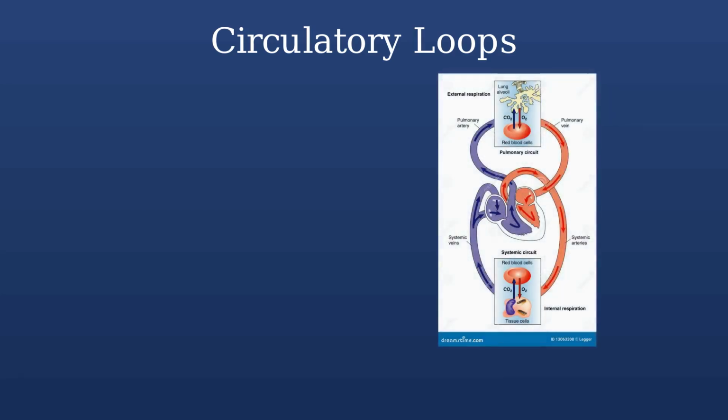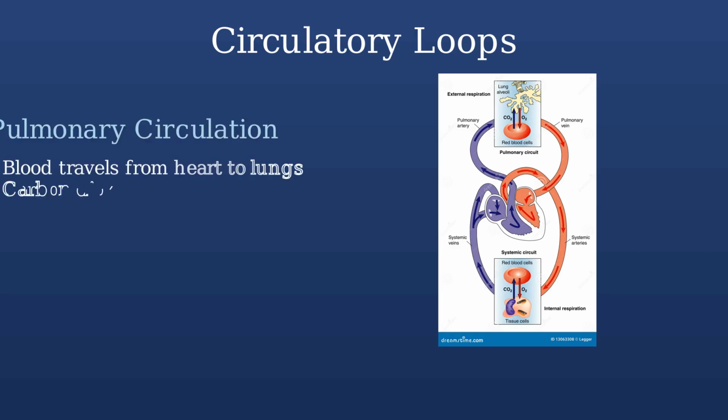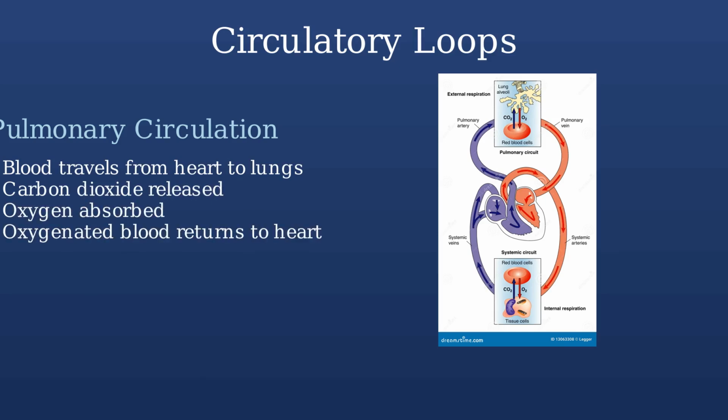The cardiovascular system operates through two main circulatory loops: the pulmonary circulation and the systemic circulation. In the pulmonary circulation, blood travels from the heart to the lungs, where carbon dioxide is released and oxygen is absorbed. The newly oxygenated blood then returns to the heart.